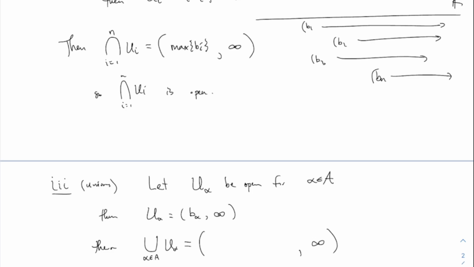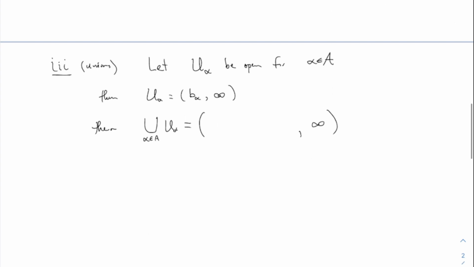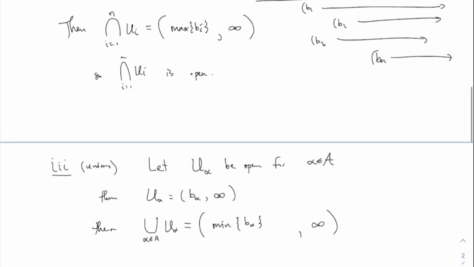Yeah? It's the minimum. Yeah, this is actually, don't write this down yet, because it's not quite the min, but that's really what I would like to say, minimum of the B alphas. Because instead of the one furthest to the right, you need to take the one furthest to the left in order to get the union. Anybody want to argue about the word min there? What's wrong with min?